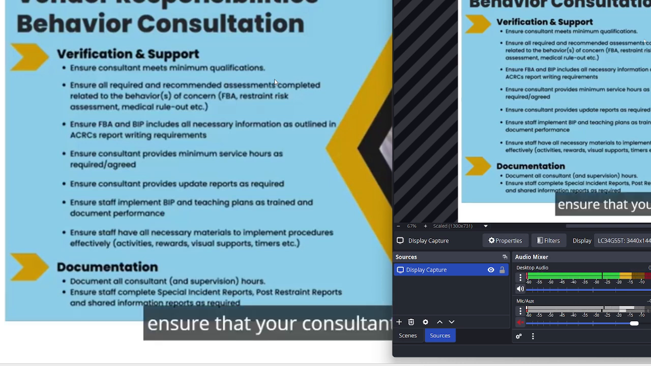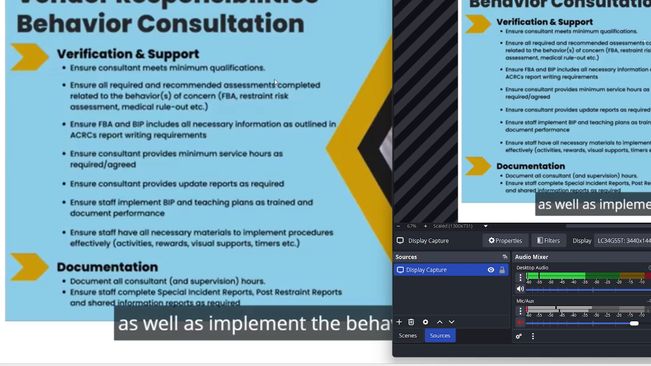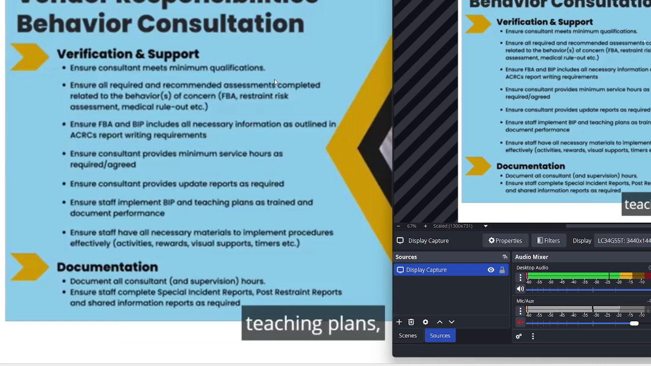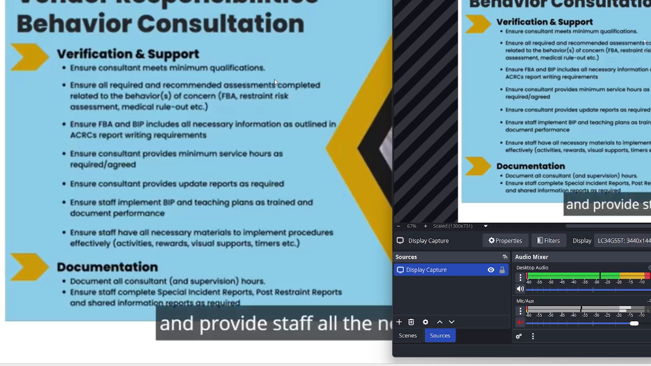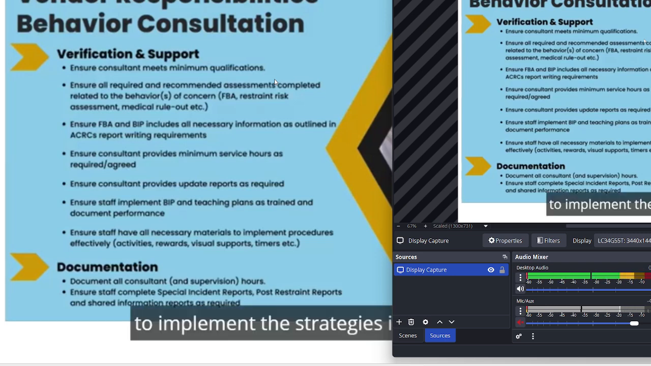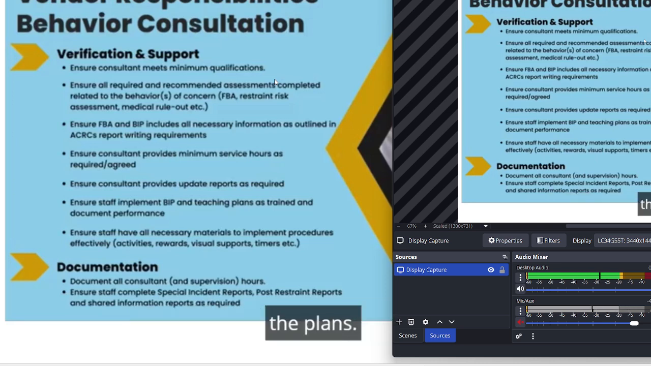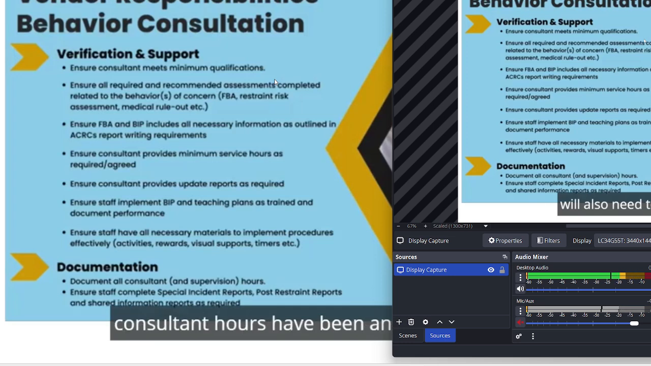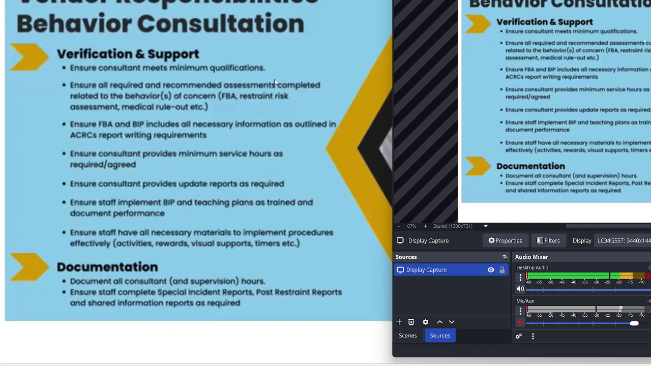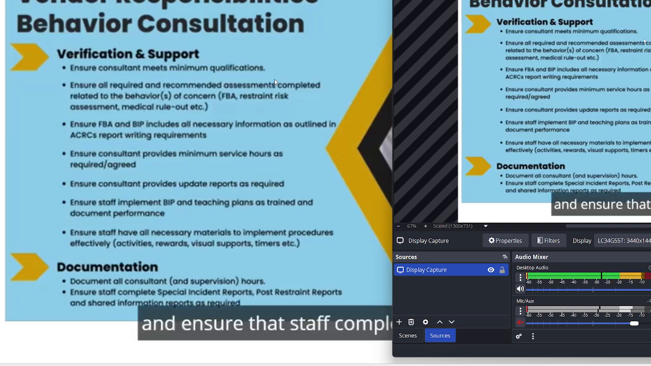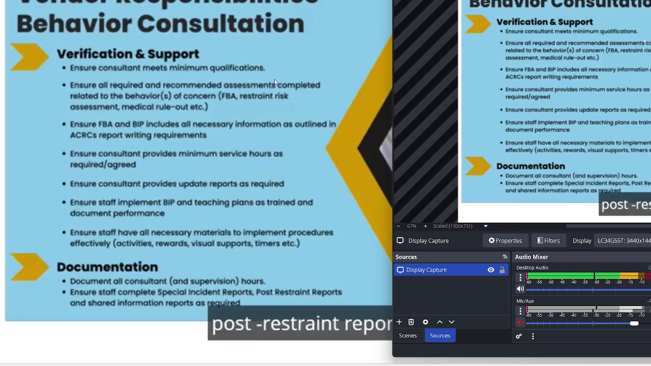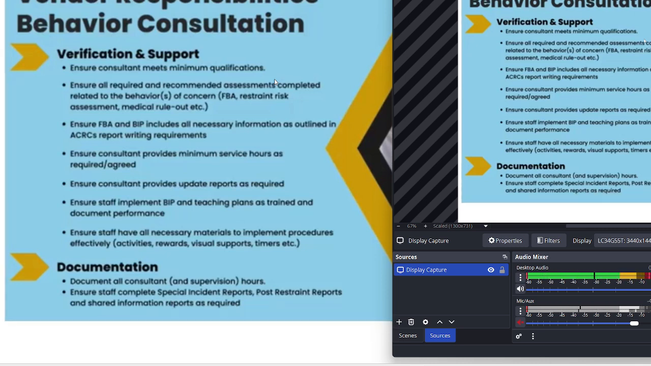Ensure that your consultant provides update reports, as well as implement the behavior plan and teaching plans, and provide staff all the necessary materials and training to implement the strategies indicated in the plans. You will also need to ensure that all your consultant hours and supervision hours have been documented, and ensure that staff complete special incident reports, post-restraint reports, and shared information reports as needed.